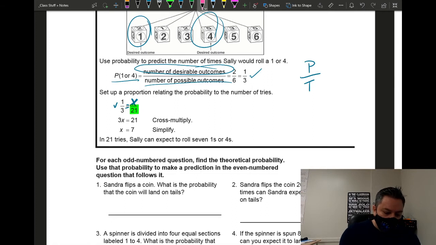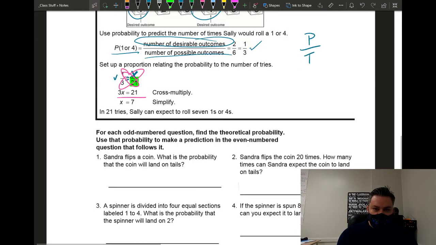Now remember, to do cross products, you multiply these two, multiply these through, so you get 3x equals 21. Then divide by 3 on both sides, so x equals 7. So out of the 21 times, that means that you can expect to get either a 1 or a 4 7 times. That's exactly what it means. So you can expect that to happen.